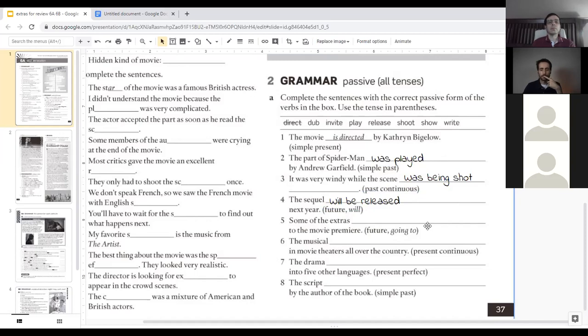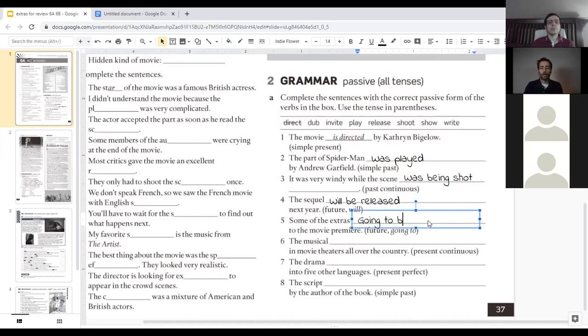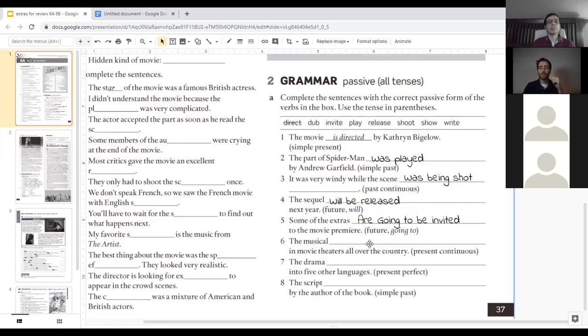Alejandro, what do you think for 5? Some of the extras going to be invited to the movie premiere. Almost. Going to be invited. Very good, but we are missing one part. Remember that it's always "be going to." In this case, the extras are going to. Yes, some of the extras are going to be invited. Good, thank you.